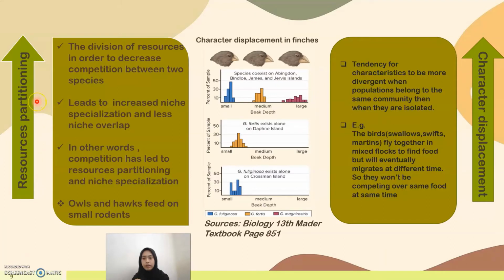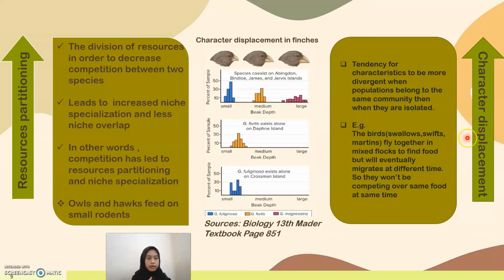Resource partitioning. Resource partitioning is the division of resources in order to decrease competition between two species. Resource partitioning often leads to increased niche specialization and less niche overlap. In other words, competition has led to resource partitioning and niche specialization. For example, resource partitioning involves owl and hawk populations. Owls and hawks feed on the same prey, which is small rodents, but owls are nocturnal hunters and hawks are diurnal hunters.